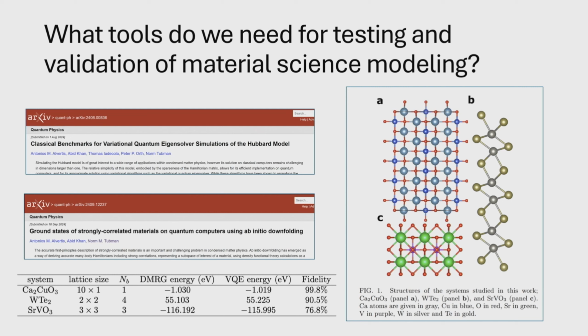So in this paper, we looked at this one-dimensional Hubbard model, which is calcium 2CO3. This is WTe2, which is hypothesized to be an excitonic insulator, and this is strontium vanadium oxide 3, which is a perovskite system that has various interesting properties. One of the main results that we got out of this paper was our best VQE with the various ansatz we're looking at, in comparison to DMRG and the fidelity related to DMRG.